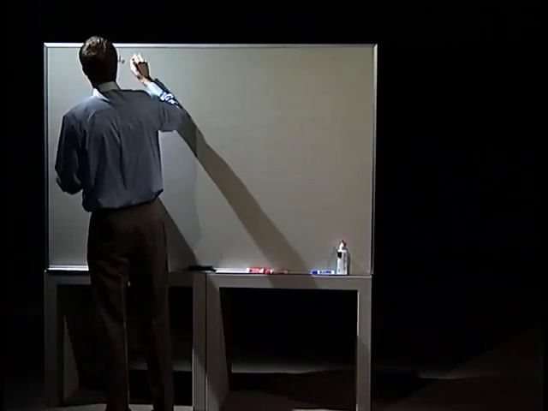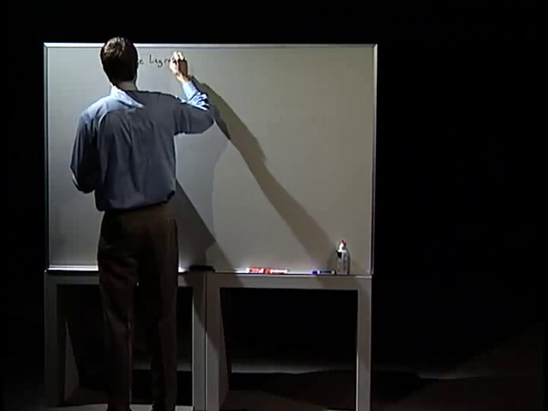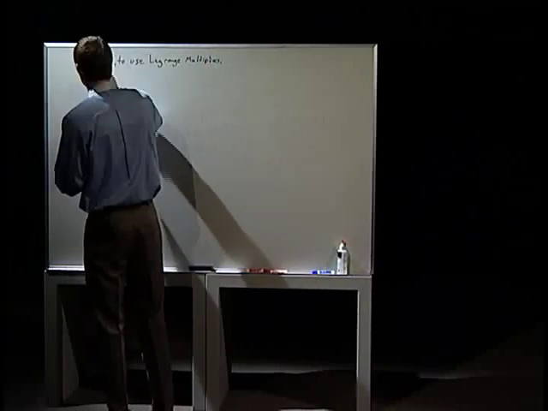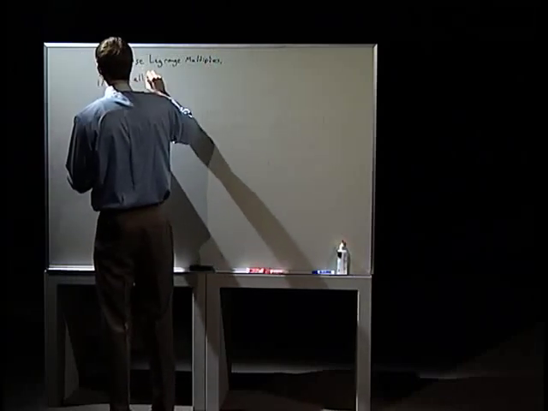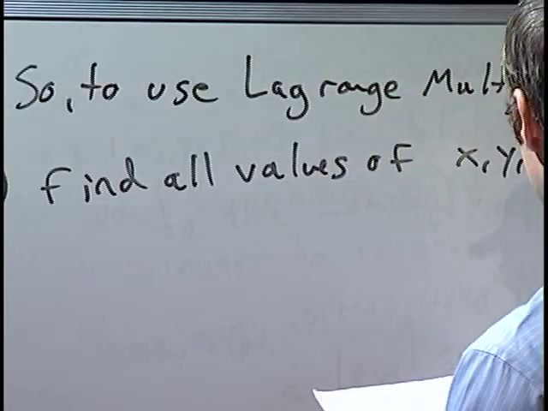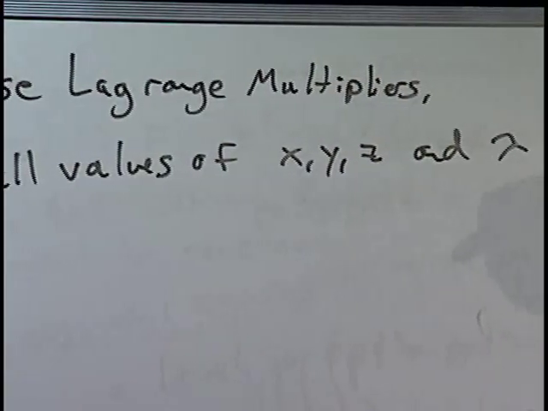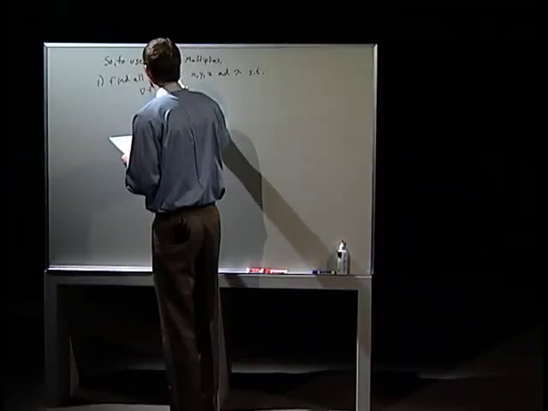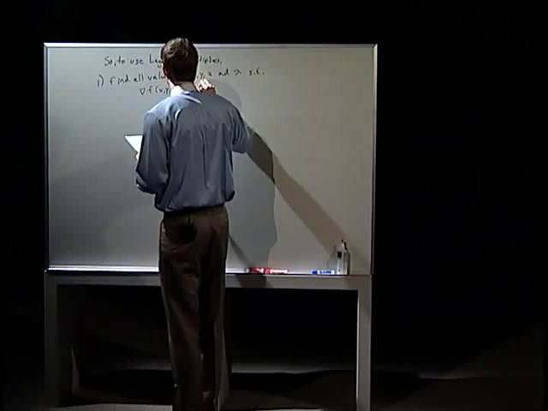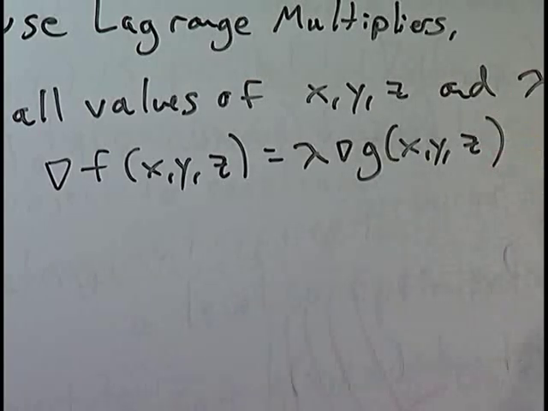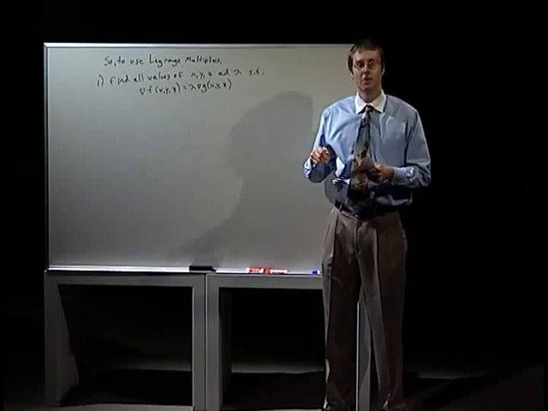So to use Lagrange multipliers to solve these kinds of problems, well, first thing you do is you find all values of x, y, z, and lambda such that our earlier relationship is true, that the gradient of f is a constant multiple of the gradient of g. And again, this may happen at more than one point. You might have several points where level curves of f intersect with the level curve of g, right?